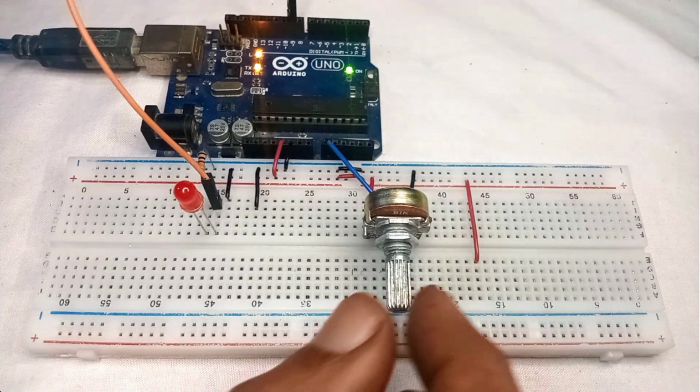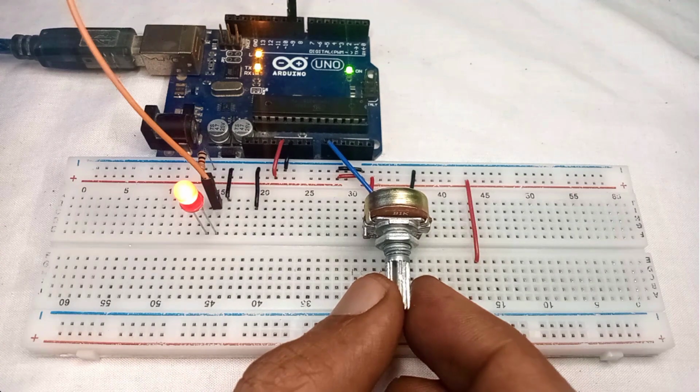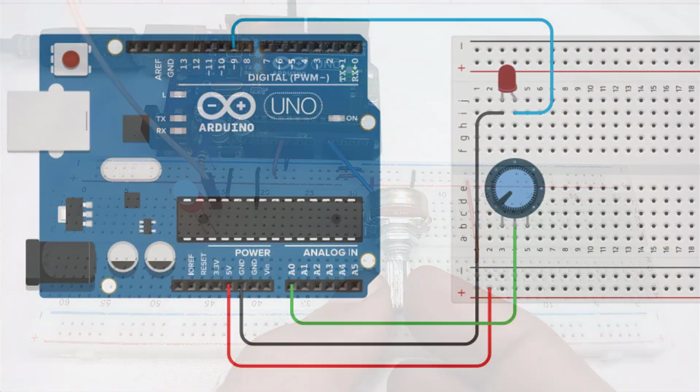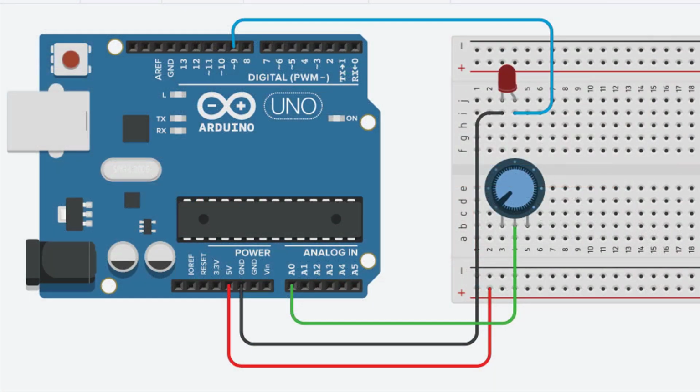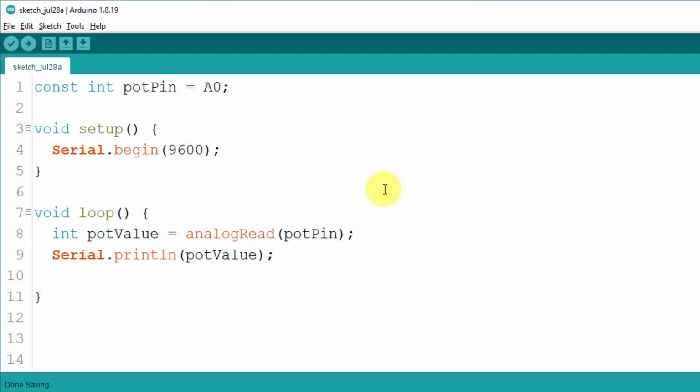Here, we will use a potentiometer to control the brightness of an LED. First, take a look at the wiring diagram. Here, we have connected an LED to the pin number 9, which is the PWM pin. As we discussed earlier, the PWM pins are used to control the brightness of an LED or the speed of a motor. Additionally, we have connected a potentiometer to the analog pin, just like in our previous project. Now, let's move to the coding part.